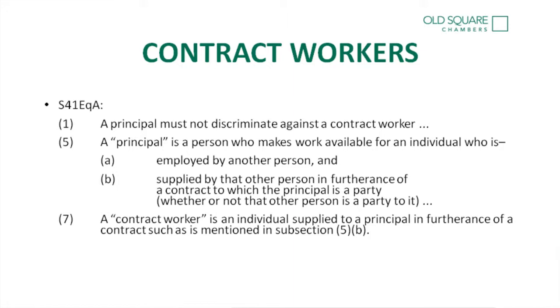A principal is a person who makes work available for an individual who is A, employed by another person, and B, supplied by that other person in furtherance of a contract to which the principal is a party, whether or not that other person is a party to it, and a contract worker is the individual supplied. So it could be that the end user has a contract with somebody else who subsequently contracts with the agency, who subsequently contracts with the individual. It might be more complex, in short, than the tripartite relationship.